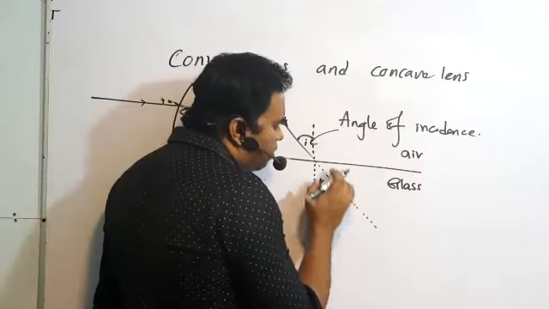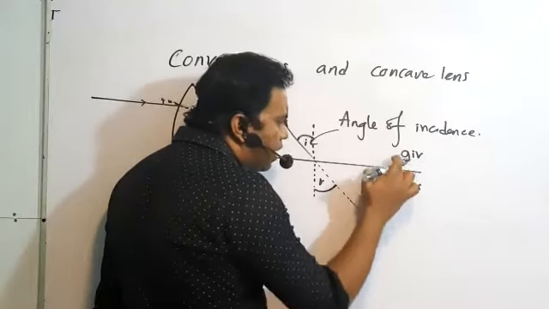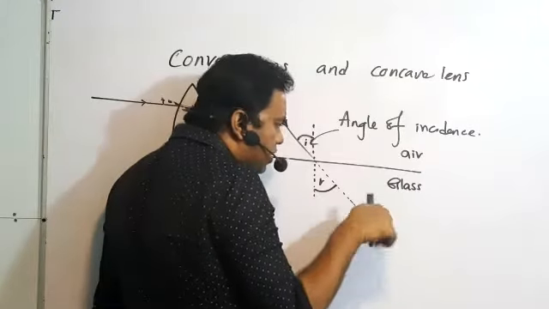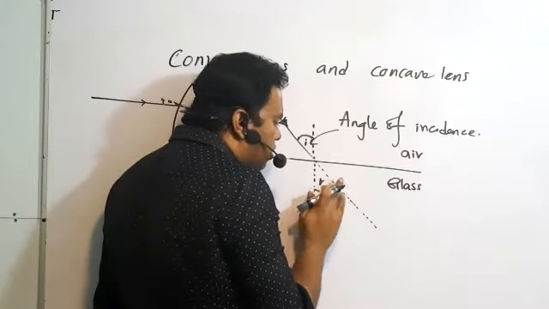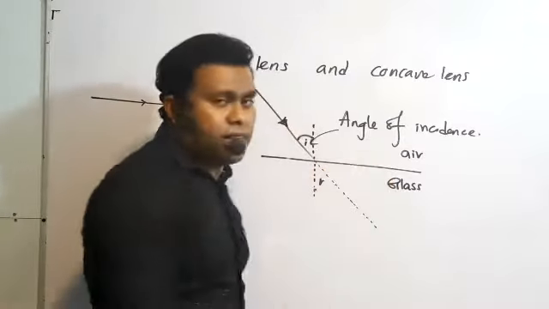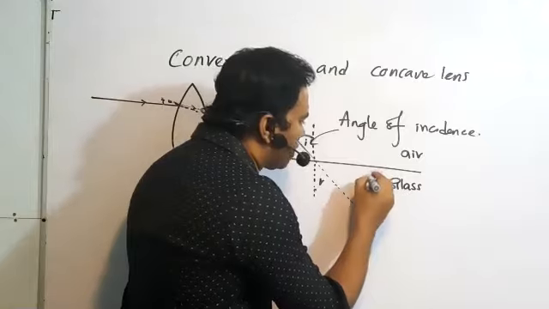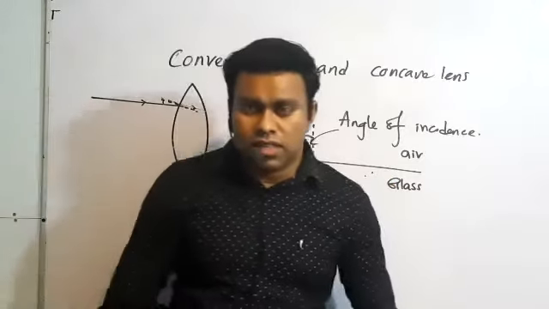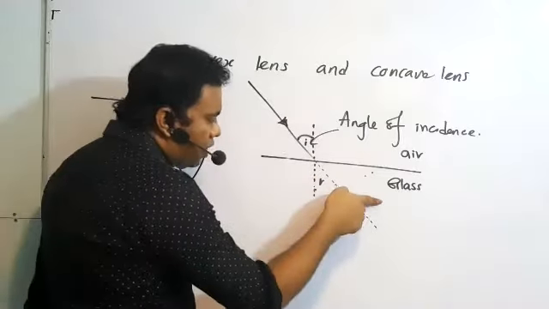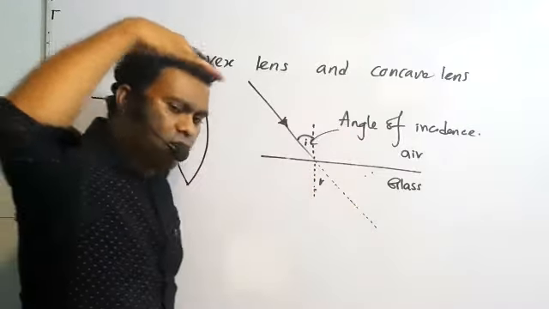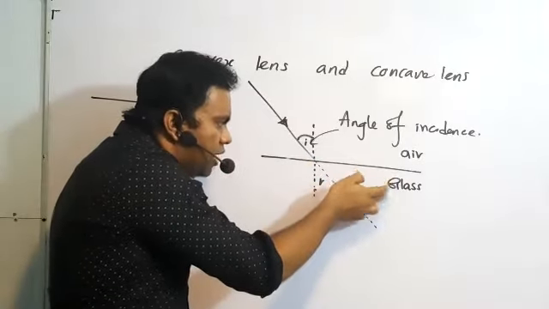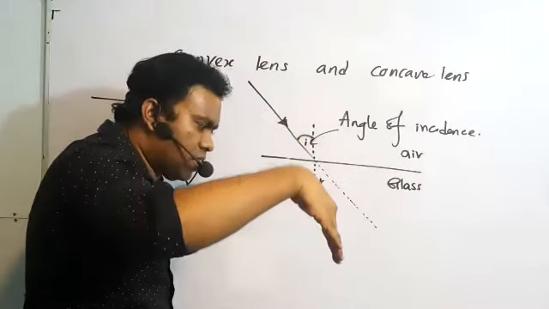But if it happens through the same medium, air to air, there is no change in the direction. But this is glass, somewhat denser than the medium air because these glass particles are tightly compacted. Then the speed of light decreases when it moves from air to glass. So it comes like this, and due to the low speed of light in the glass medium, it changes its direction.